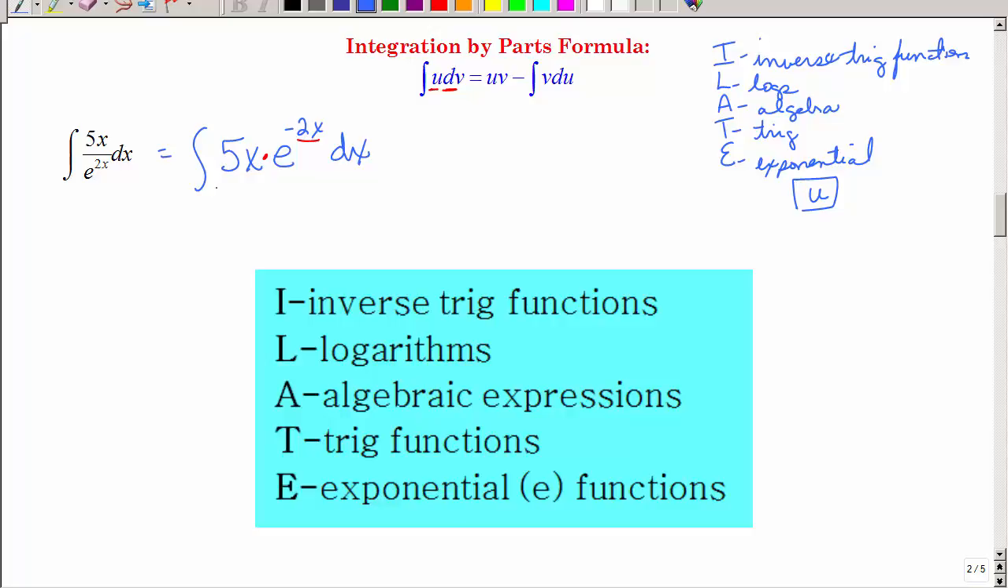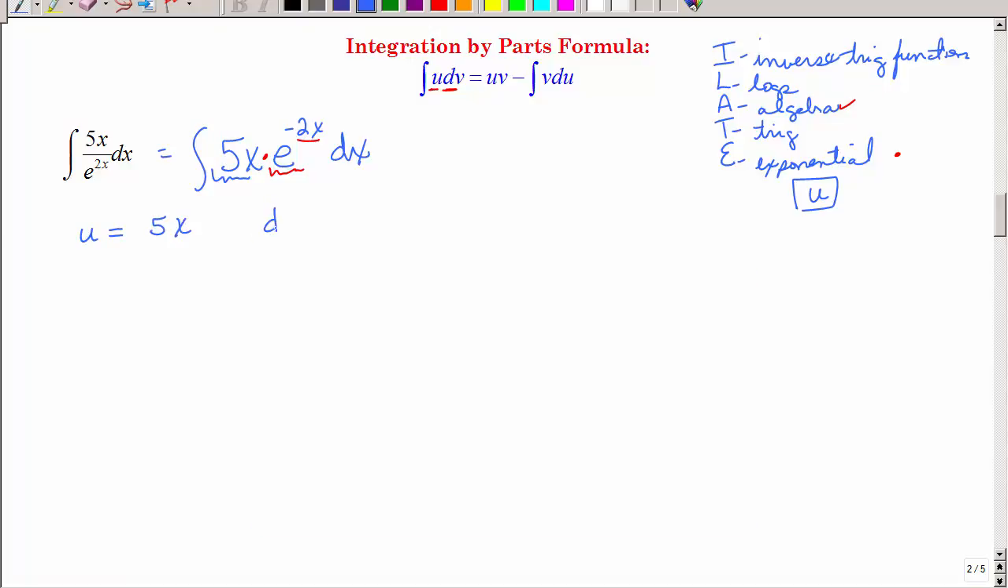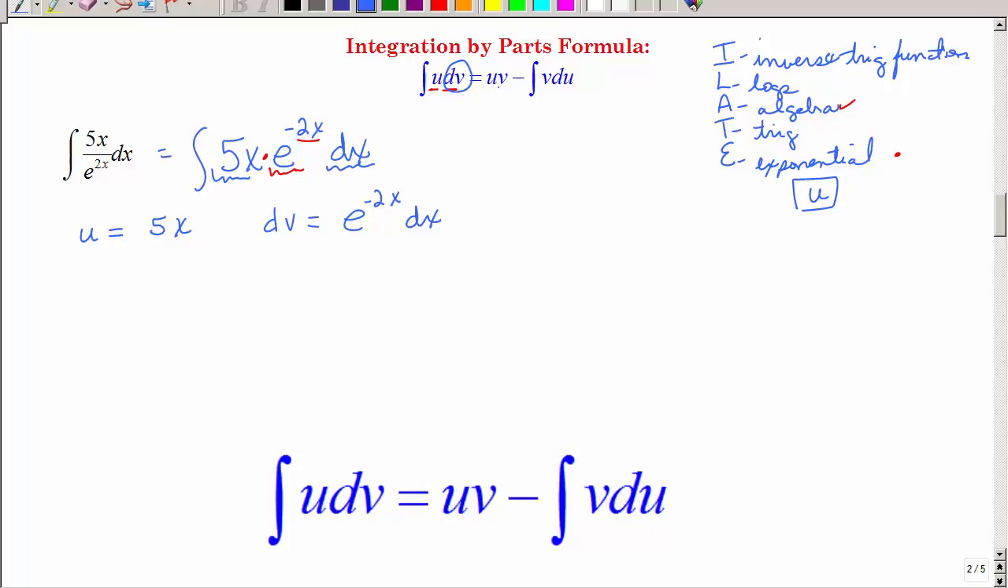So let's go back and look at this problem and go, okay, if I look at 5x multiplied by an e, well, my e is the last on the list, so I think I'm going to let my algebraic expression of 5x, I'm going to let that equal to u. So that means dv, right, not v, but dv is e to the negative 2x dx. It includes that dx. So looking at this formula, I need u, but I also need v. I need v, and I need the derivative of u.